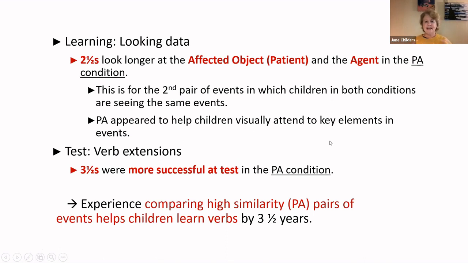So the looking data showed a benefit for progressive alignment for the youngest age. The test data showed a benefit for progressive alignment in the 3.5-year-olds. Both of them together show that progressive alignment helps children learn verbs, that it may help them learn how to compare, and comparing seems to help them learn the verb.